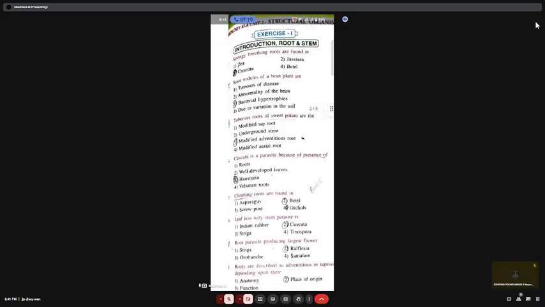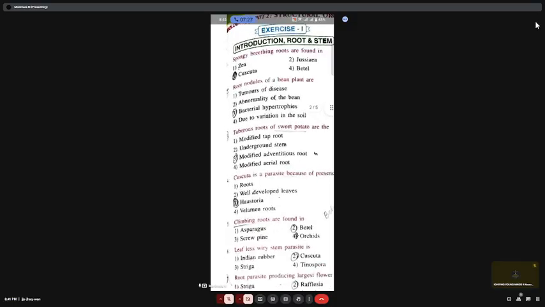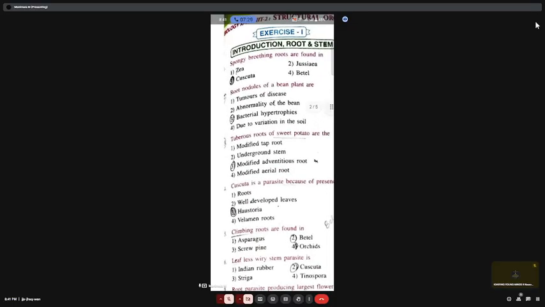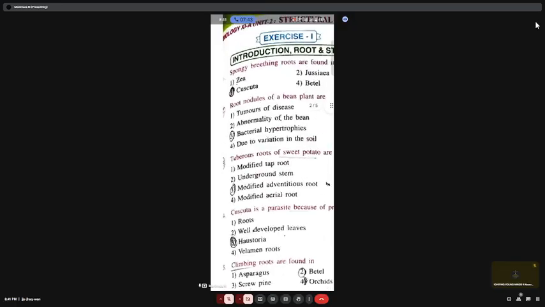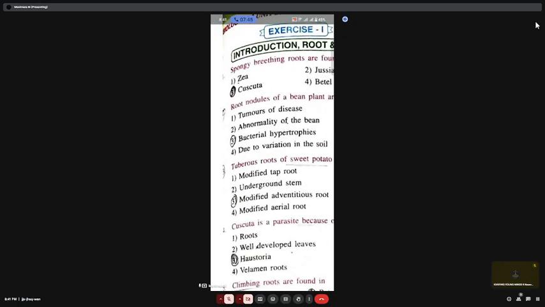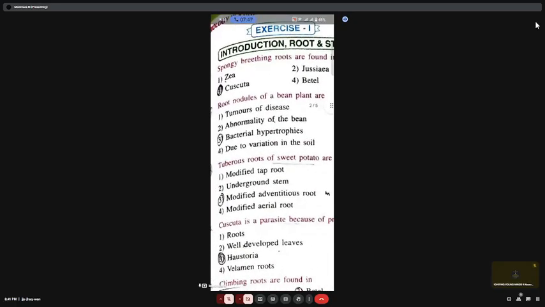Can you tell me, spongy breathing roots are found in which plant? Spongy breathing roots are found in Casuarina. The answer is already marked. Make a note of it: spongy breathing roots are found in Casuarina.